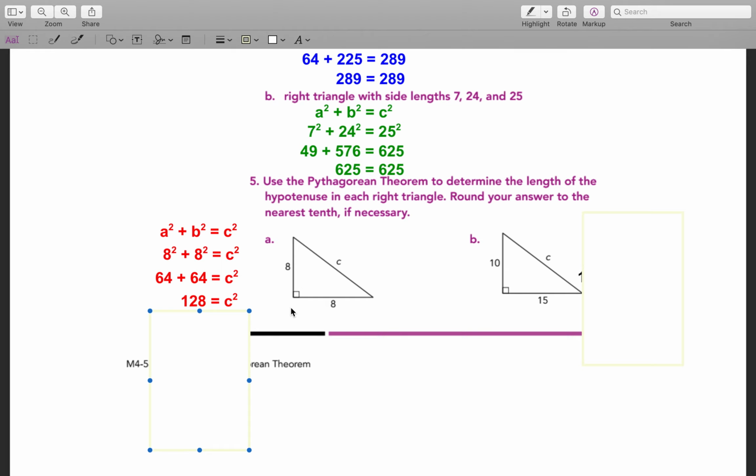So all you gotta do is take the square root of 128. So c is equal to the square root of 128. That's how you get rid of the c being squared. So take the square root of 128, and you get close to 11.3. Okay, so that means this hypotenuse is 11.3.